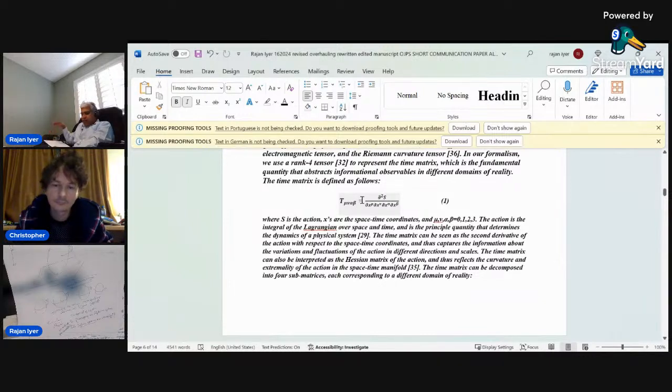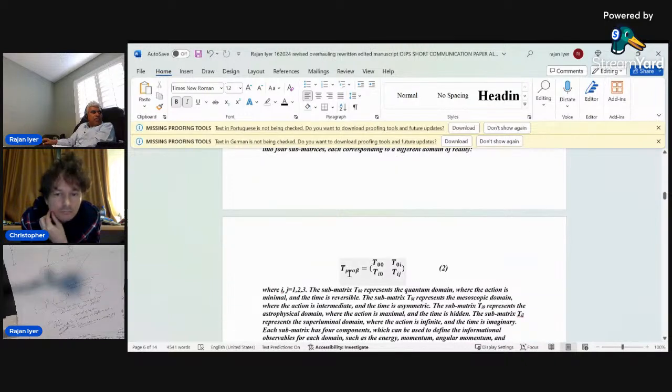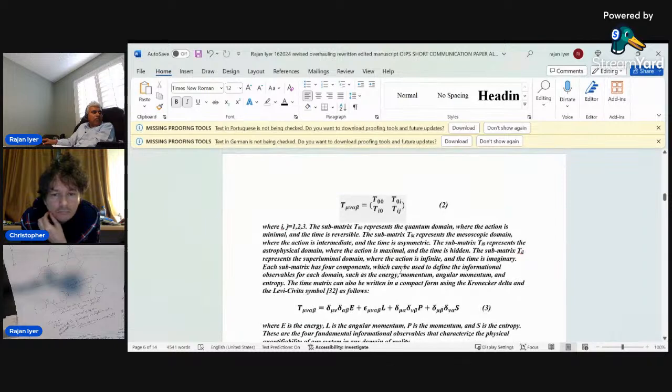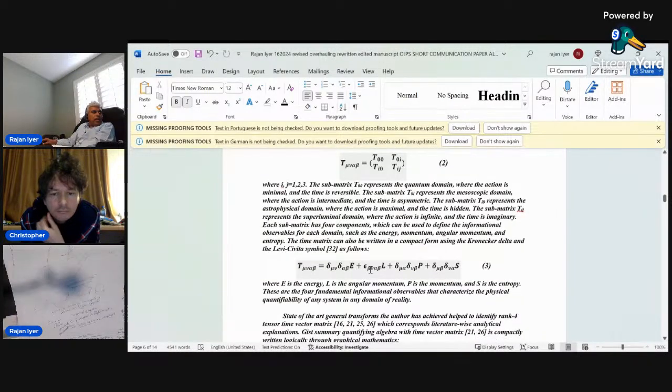When I research it, I find you can define a 4-dimensional time like this, where S is the action. Action is called the action, X. Yes. And X, mu, and everything are the space-time coordinate. Okay. I am still deriving it. So this one is like a 4-dimensional thing, but you can convert to a Kronecker delta, Levi-Civita symbol, right? Like this one, with the energy, angular momentum, and entropy, things like that.